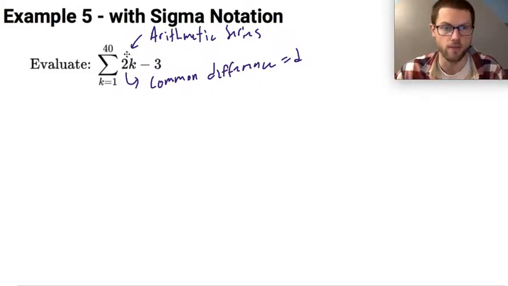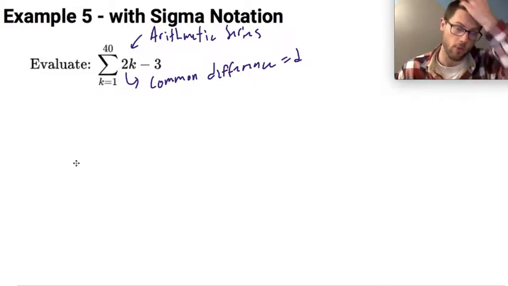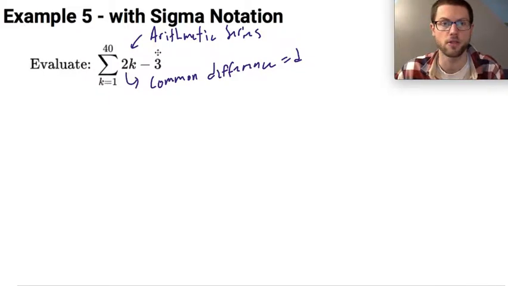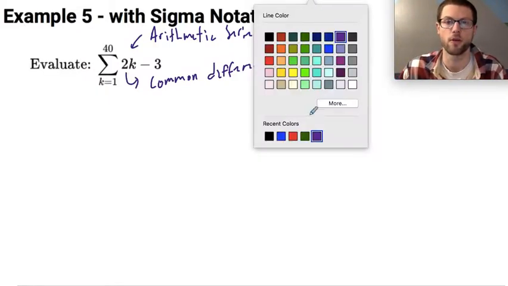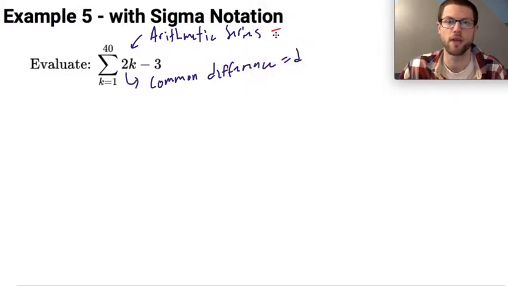So if this were a 2 to the k power, that looks exponential, now we'd be talking about geometric. But because this looks linear, that's where the arithmetic comes from. So it's a good idea to put those two thoughts in your mind. Arithmetic and linear are very closely related to each other. All right, so this is my common difference. The 40 gives me my n value. So I've got a d, I've got a 40.